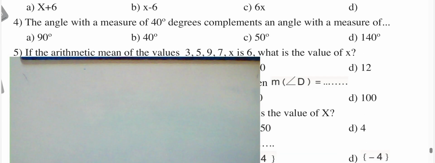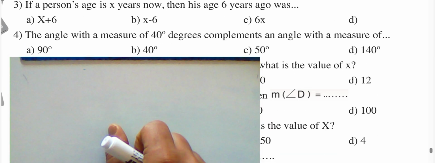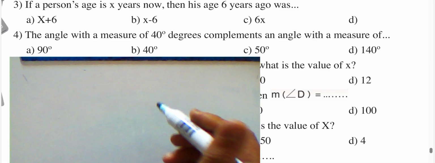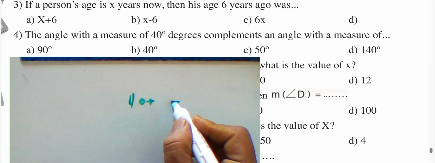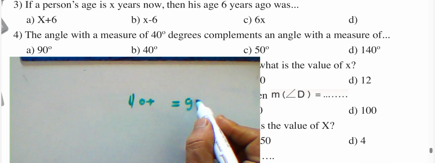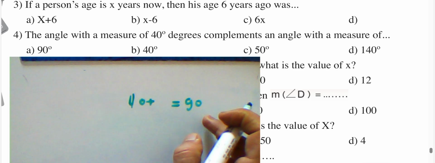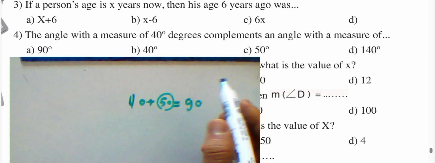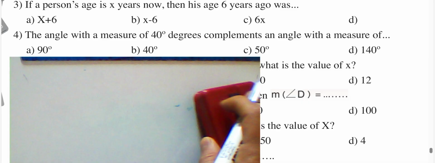Next question. The angle with a measure of 40 degrees complements an angle with what measure? Complementary angles: 40 and what? Complementary means the sum of them equals 90. 40 plus 50 equals 90 degrees. Then the answer will be letter C. We call them complementary angles.